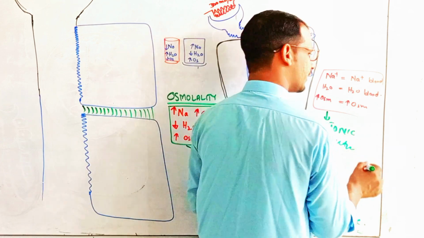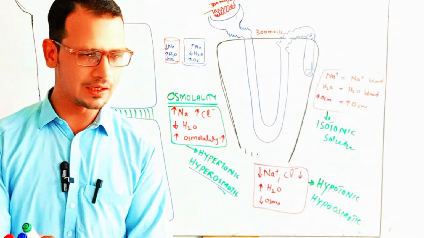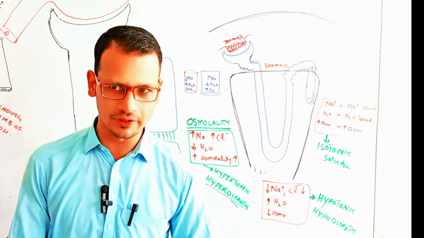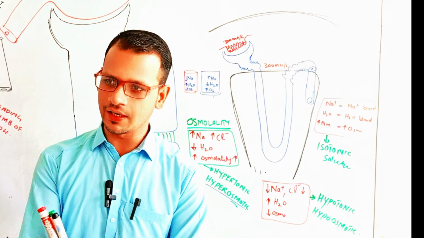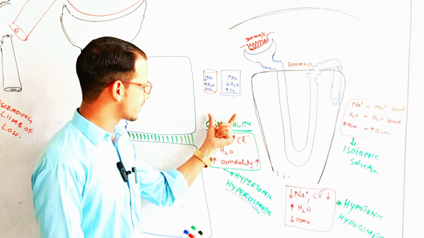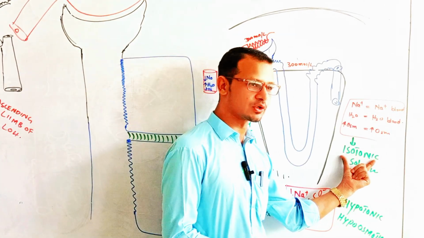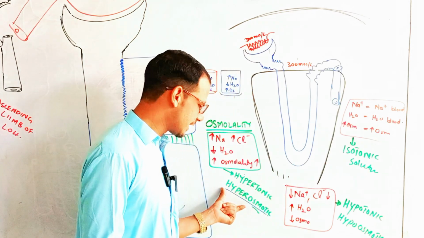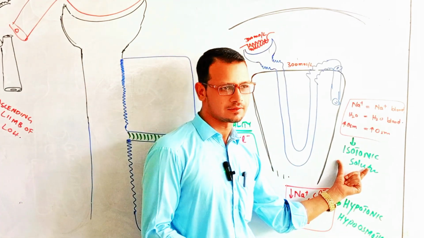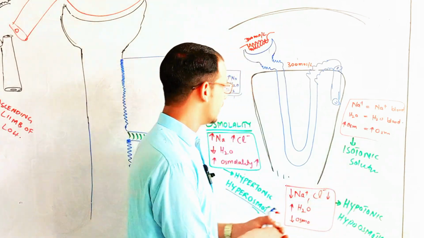For example, if we are injecting something into the veins directly, all the injections are isotonic solutions. Isotonic, the pH and the osmolality are all the same as blood. There are three types of solution: the hypertonic solution, the hypotonic solution, and the isotonic solution. Or hyperosmotic solution, hypoosmotic solution, and same osmotic solutions are isotonic solution.